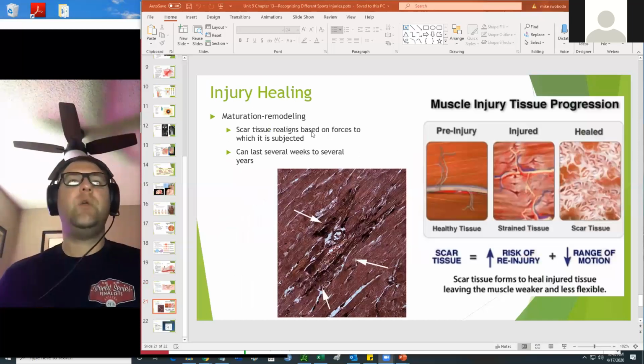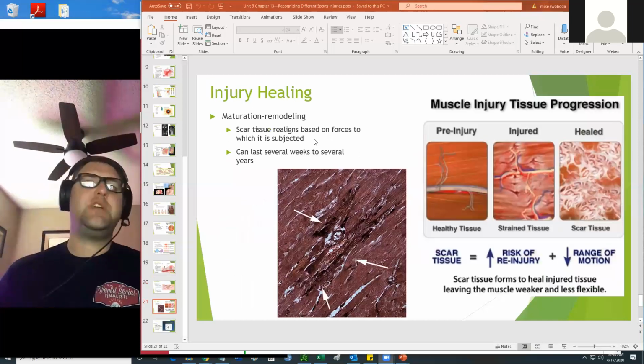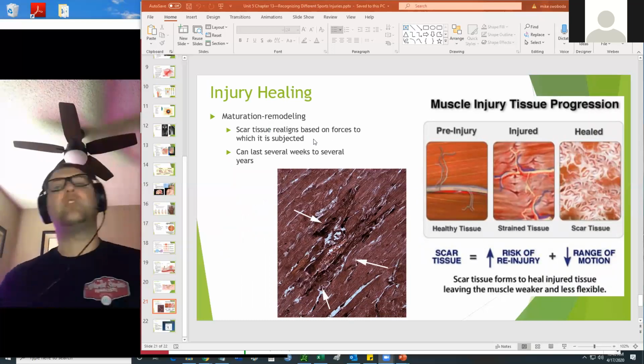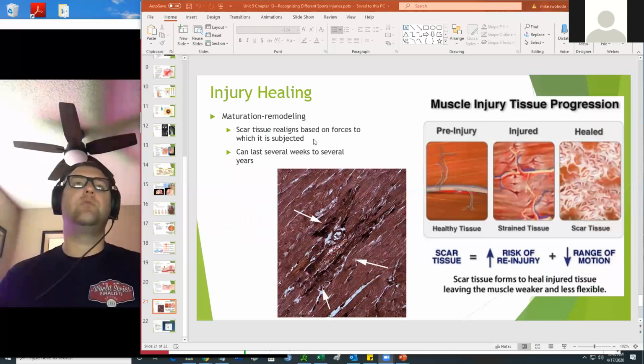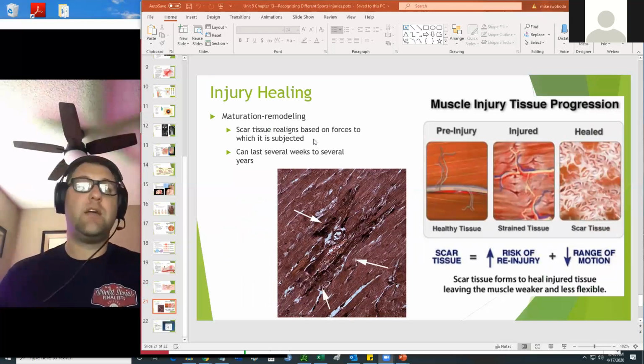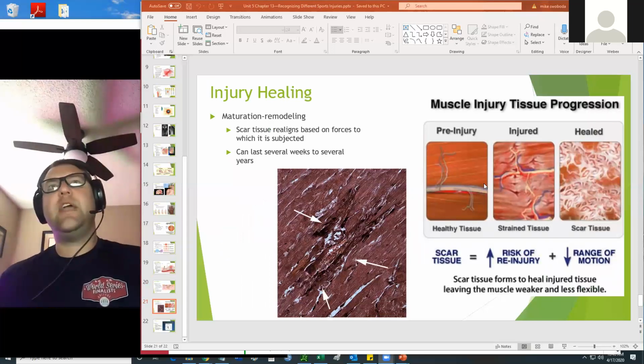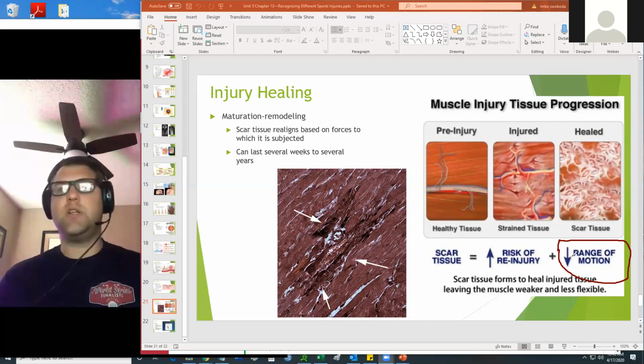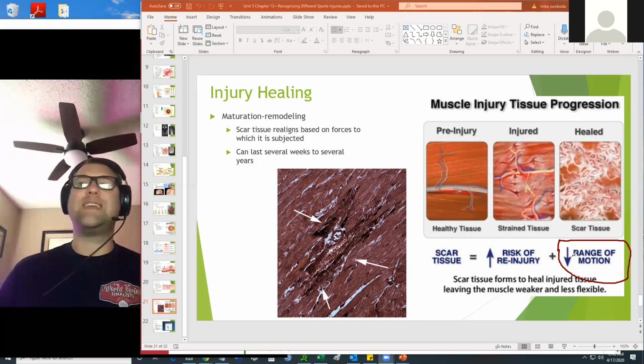Then when you get to this maturation or full remodeling stage, that's where full scar tissue is formed and you're back to being able to return to play. The thing about scar tissue forming is that scar tissue tends to decrease range of motion. So if you ever get scar tissue buildup, you typically have a loss of range of motion, which usually needs to be worked out as you continue your overall recovery process.